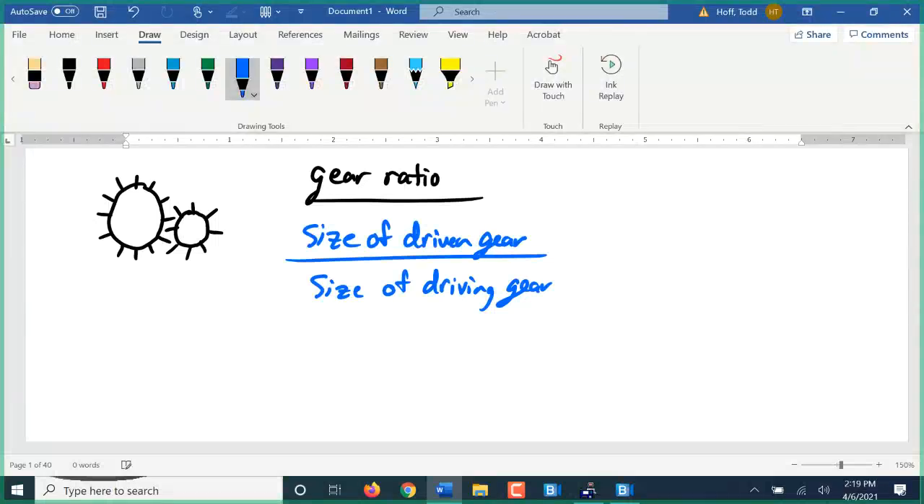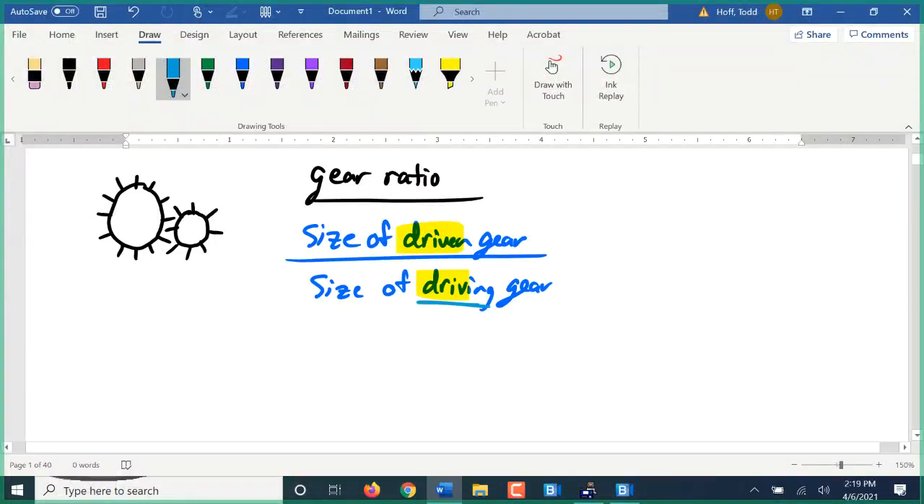Well, first of all, what does it mean to be driven and driving? Well, when two gears mesh together, one of them is the power supply. If I separate the two gears, one of them will keep turning. That is the driving gear. The one that stops turning is the driven gear. It was only turning because it was being driven by the other gear.